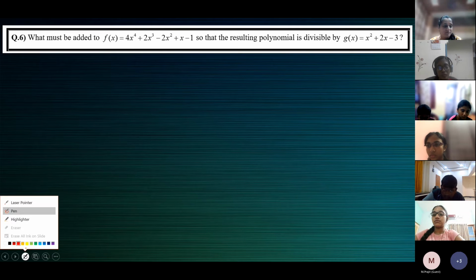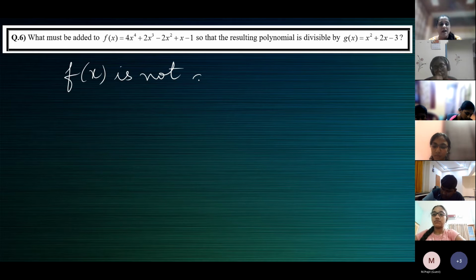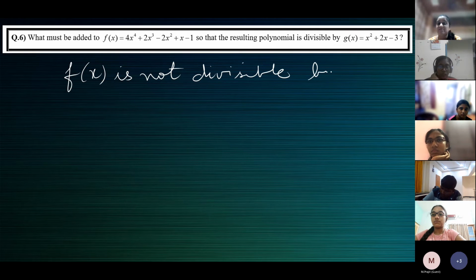f of x is the dividend, g of x is the divisor. Now, as of now, f of x is not divisible. As of now, f of x is not divisible by g of x.